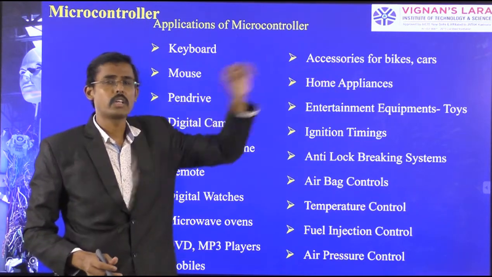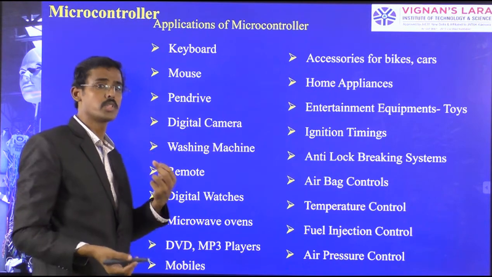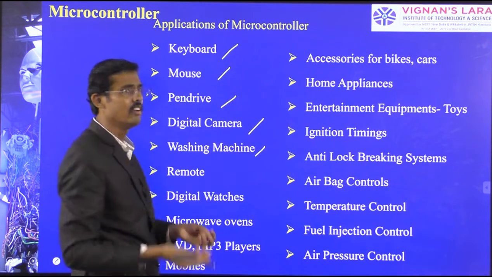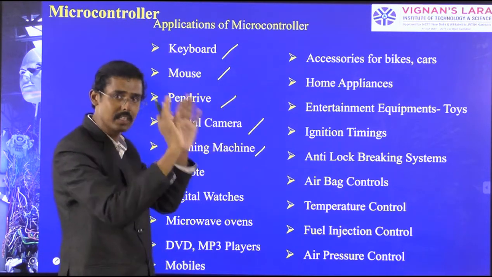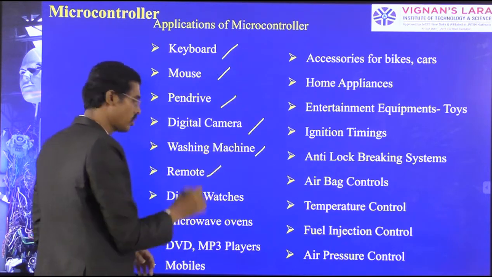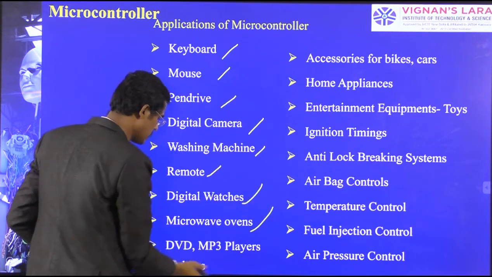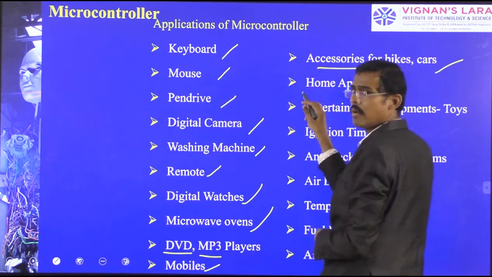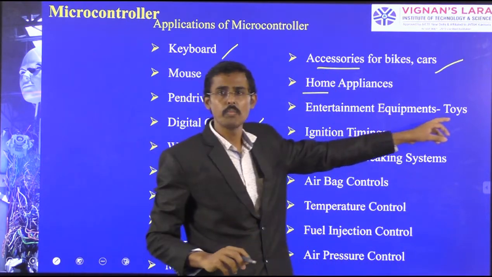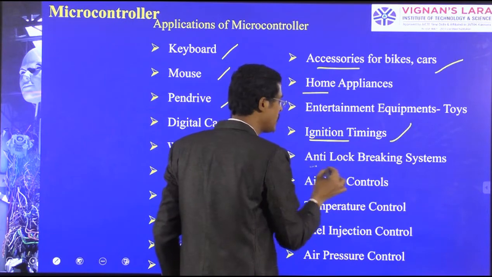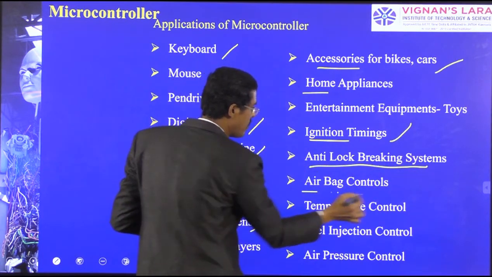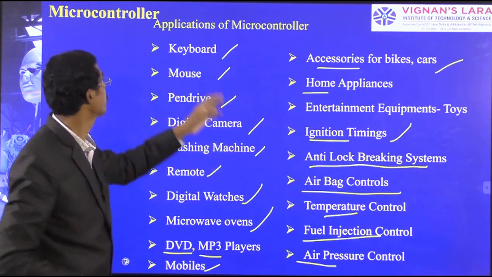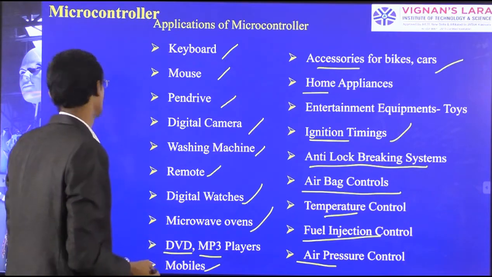The applications of microcontrollers are where defined input output relationships exist: keyboards, mouse, pen drives, digital cameras, washing machines. These are fixed; one button click has to do that specific job any number of times. Remotes, digital watches, microwave ovens, DVD players, MP3 players, mobiles. Also accessories for bikes, cars, home appliances, entertainment equipment, toys, ignition timing, anti-lock braking systems in cars, airbag controls, temperature controls, fuel injection controls and air pressure controls are applications of microcontrollers.